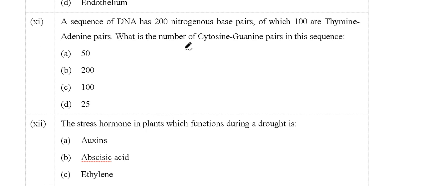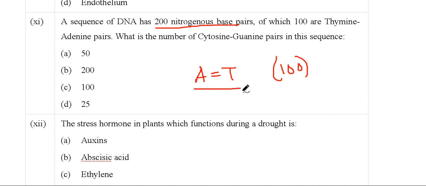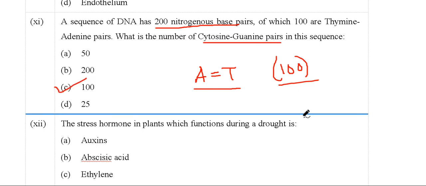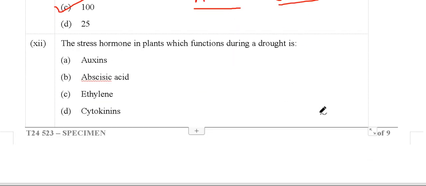A sequence of DNA has 200 nitrogenous base pairs, of which 100 are thymine-adenine pairs. What is the number of cytosine-guanine pairs in this sequence? So the number of A and T base pairs given is 100, and the total is 200 nitrogenous base pairs. So A and T collectively are 100. The rest, 100, will be for cytosine and guanine. So the correct answer will be 100.